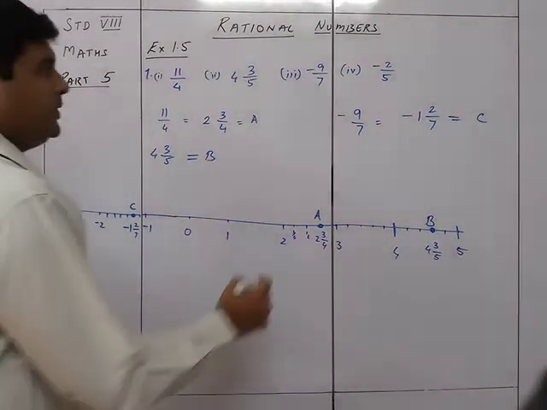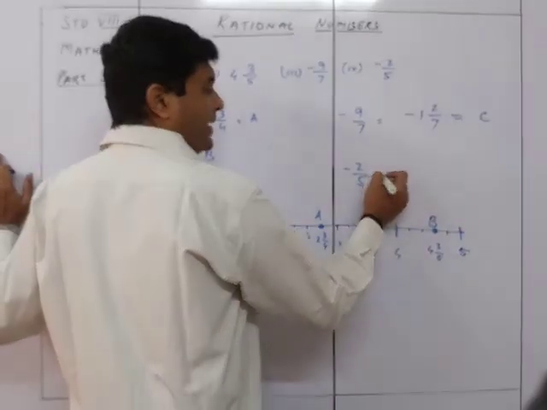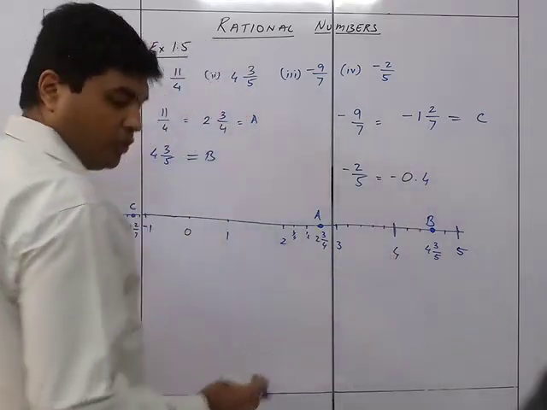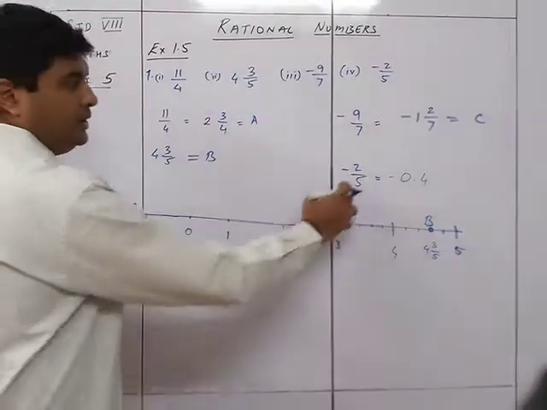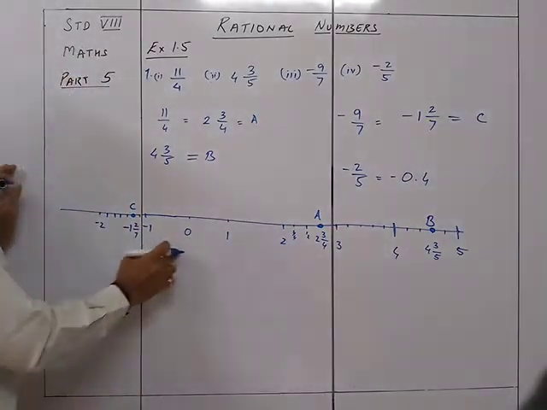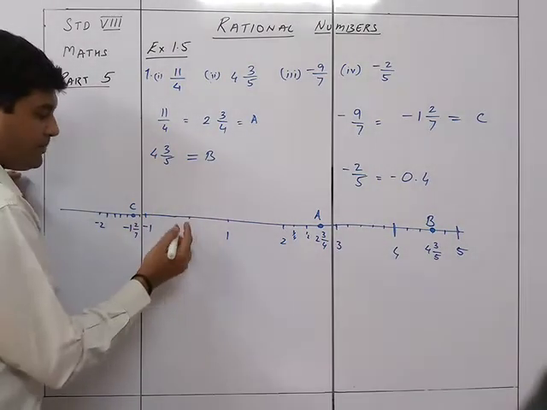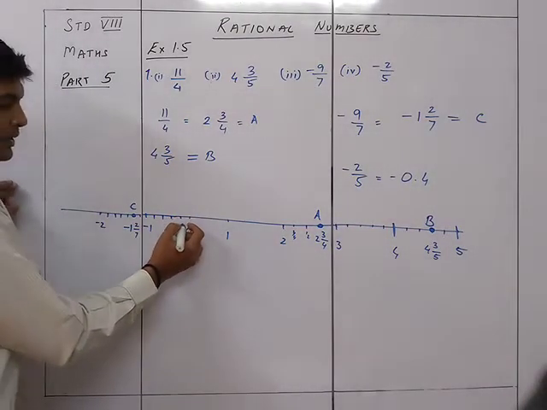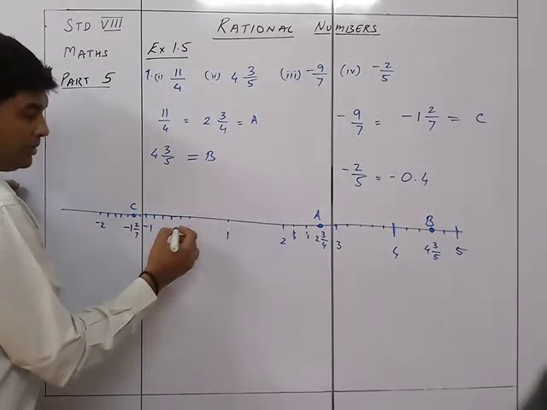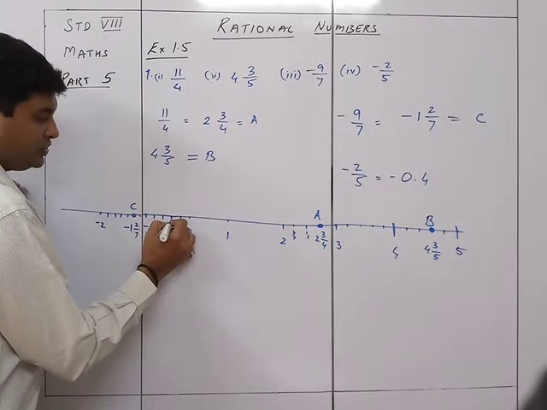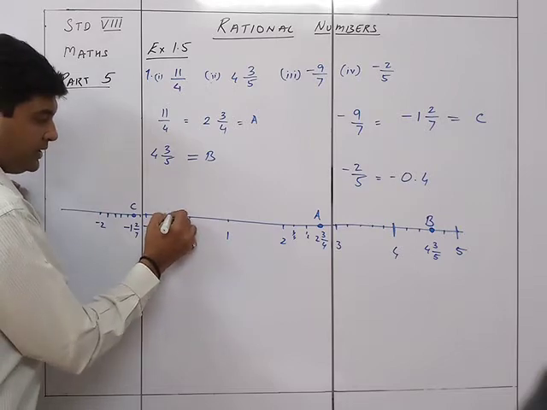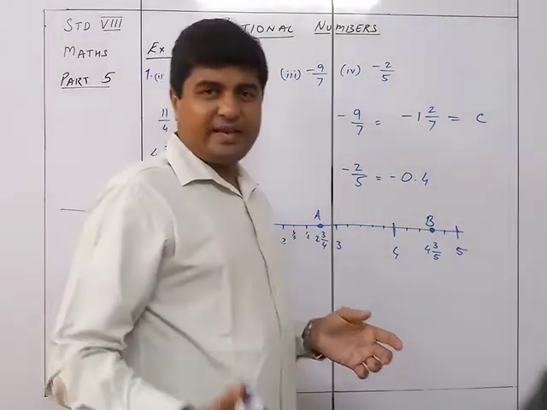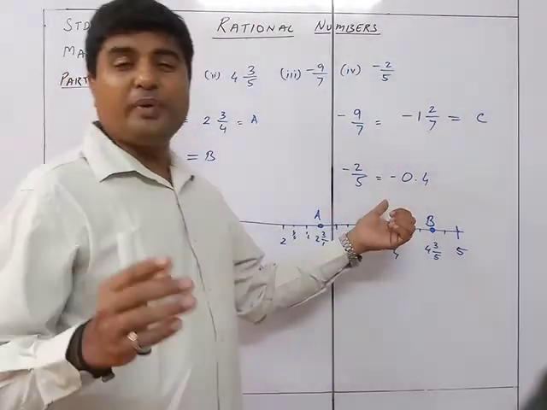The next is minus 2 upon 5. Now minus 2 upon 5 is nothing but minus 0.4, so it is between 0 and minus 1. So I am dividing this into 5 parts: 1 2 3 4, and accordingly this will be minus 1 upon 5, minus 2 upon 5. So this over here is point D, which is minus 2 upon 5. That's what we are seeing, that it lies between 0 and minus 1.